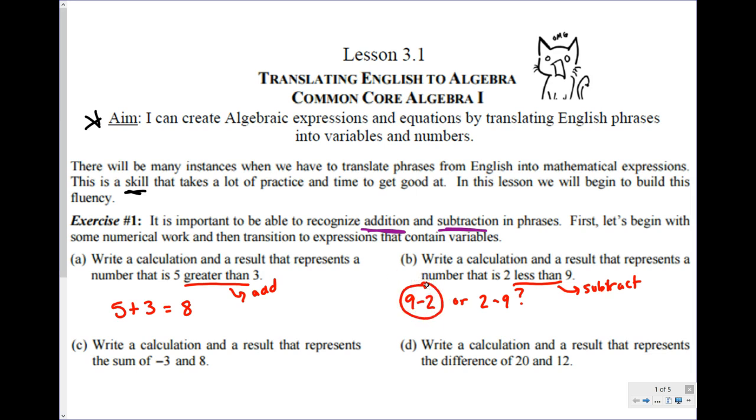2 less than 9 is the number 7. Correct? If I have 2 less than 9, 2 minus 9 is negative 7. We want the positive 7. So remember, when you use the phrase less than, you subtract and reverse the numbers. So that's a trick.